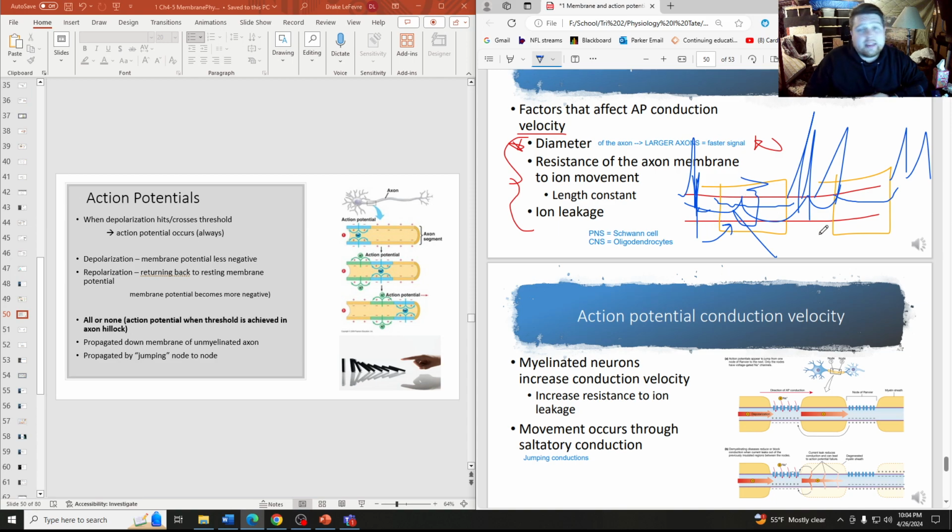And as long as the damage is not too extensive, it can heal, and the Schwann cells can restore that area. That's a little extra tidbit. You'll talk a lot about those conditions in future courses.